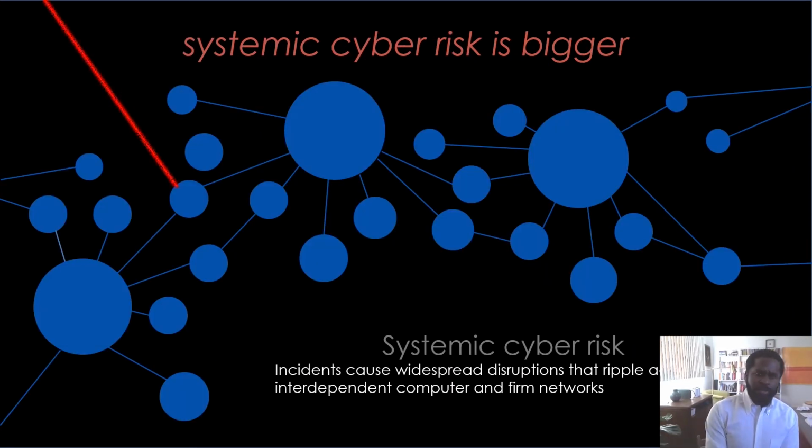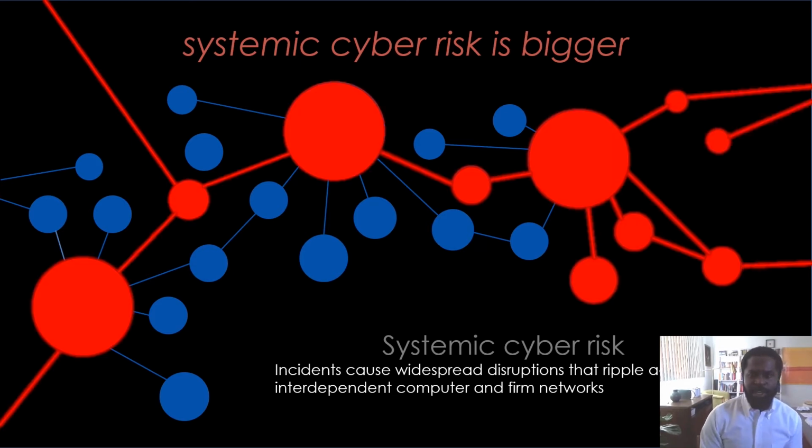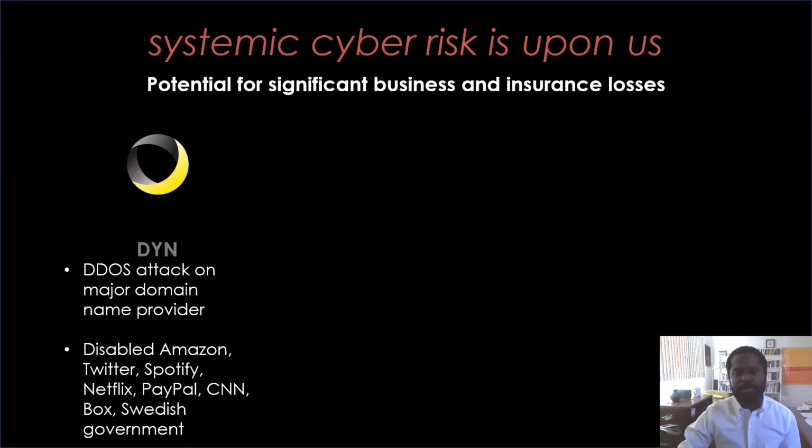And then using that, we can define what systemic cyber risk is. Systemic cyber risk is bigger than some of the incidents we were talking about on the past slide. There are incidents which could cause widespread disruptions that ripple across interdependent firm networks and computer networks to cause a larger aggregate event. And as we can see from some of the past attacks, systemic cyber risk is already upon us. Back in 2016 there was the Dyn cyber attack, which was a DDoS attack on a company which is not exactly a household name, but important nonetheless.